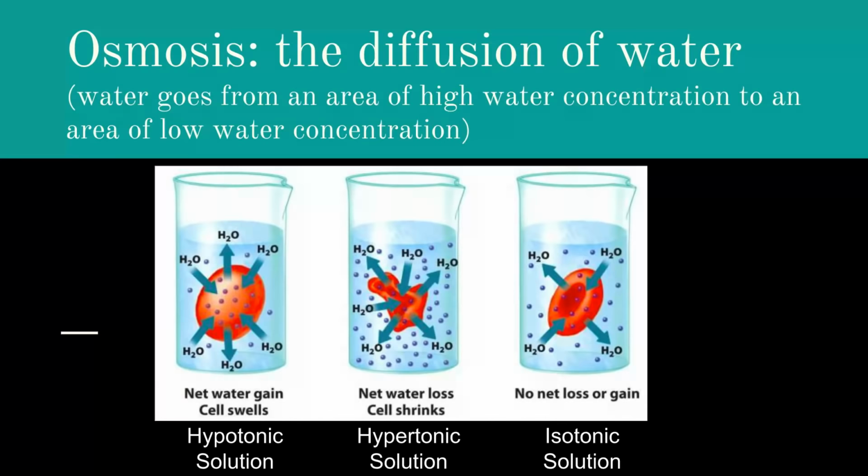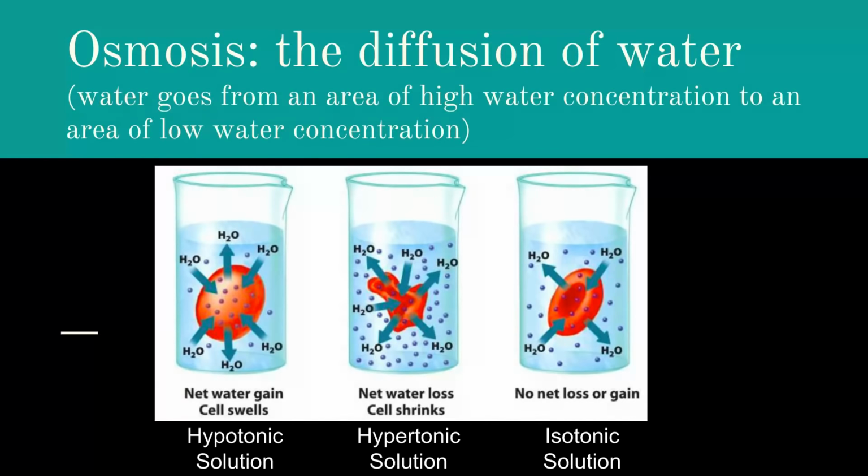And we talked about three different types of osmosis. So we have hypotonic solutions, hypertonic solutions, and isotonic solutions. In hypotonic solutions, there's less solute in the solution, which means there's a high amount of water. The water will flow into the cell, causing it to swell.